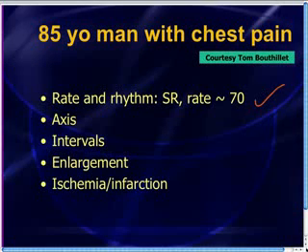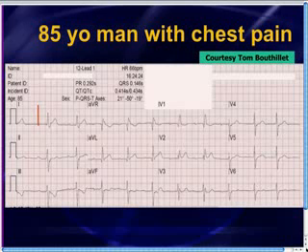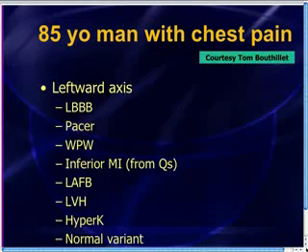So step 1, done. Step number 2, we're going to look for the axis. Simple enough. It's upright in lead I, and the QRS is primarily downwards in lead aVF. That means we're looking at a leftward axis. And as we mentioned last week, every time you go through your steps and you come across an abnormality, you've got to stop and think about the differential. So we've identified an abnormality. We've got a leftward axis.